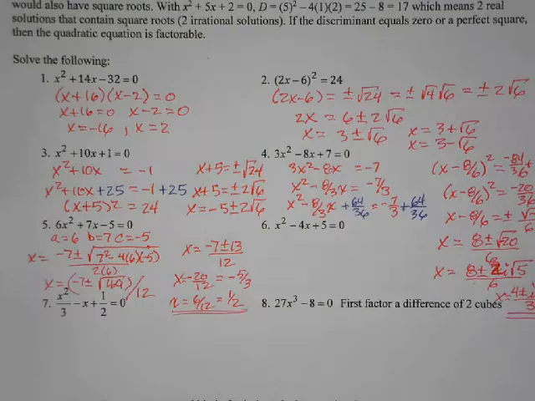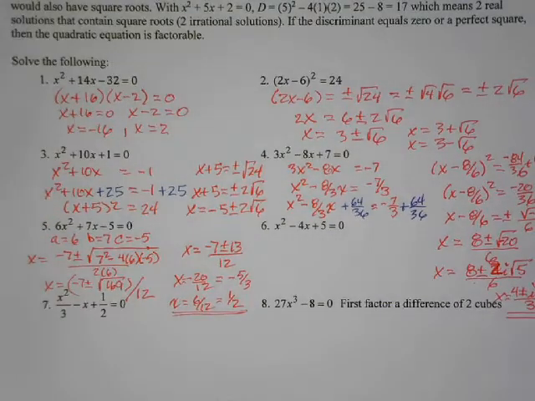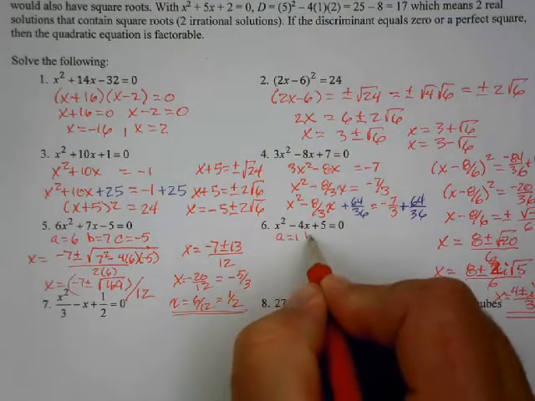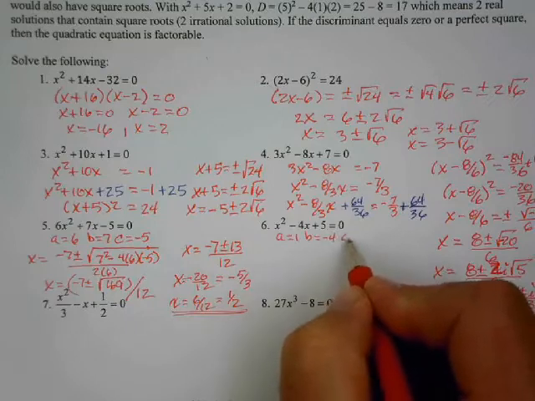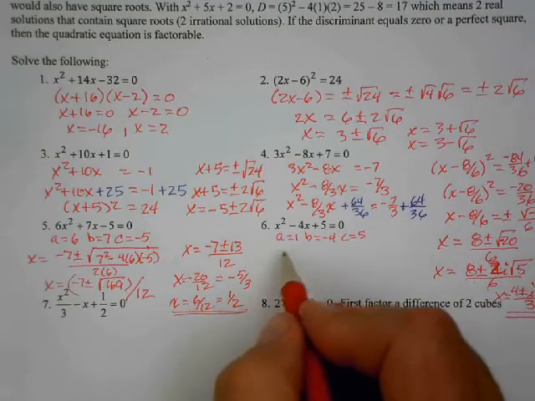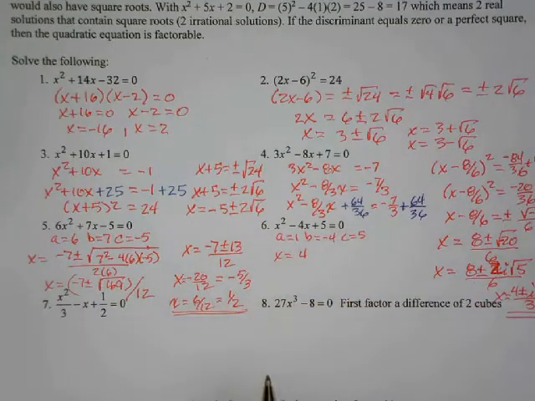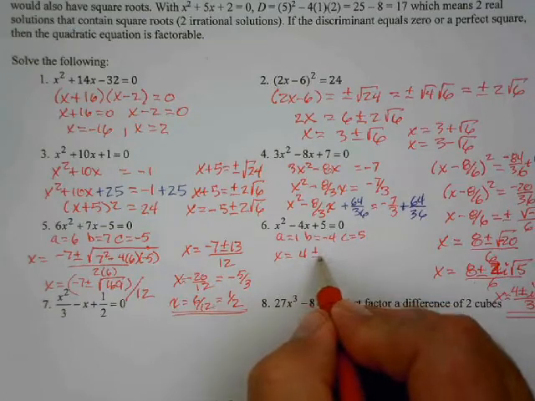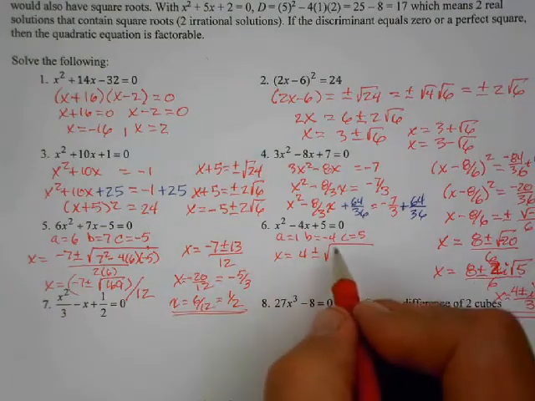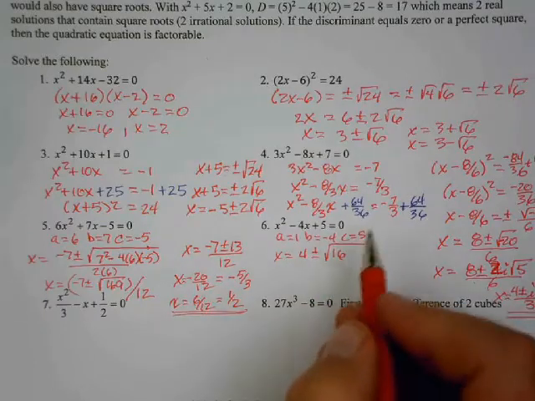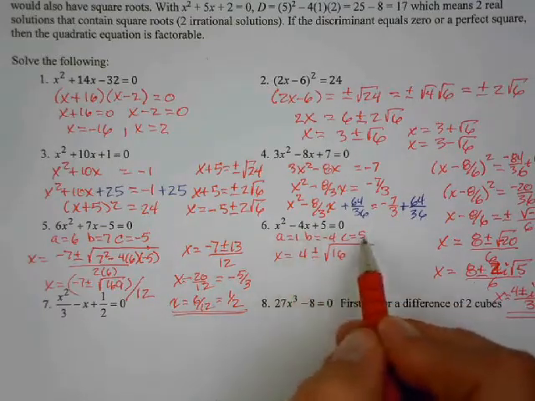All right, second example. Again, I'm going to use the quadratic formula. A equals 1, b equals negative 4, c equals 5. So x is going to equal 4, opposite of b. Negative 4 goes to 4, plus or minus. Okay, so the b squared, so that's 16. And then 4ac, so 4 times 1 times 5, that's 20. All over 2 times 1, so that's just 2.